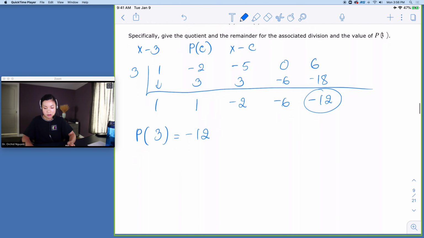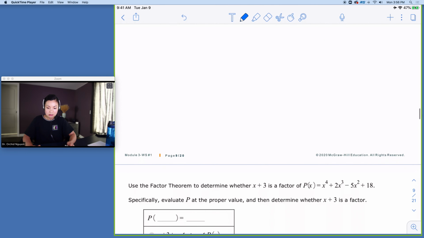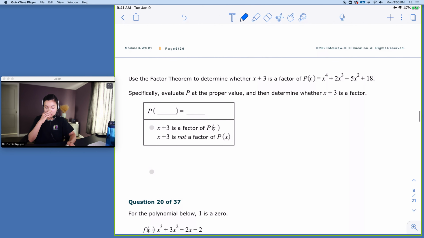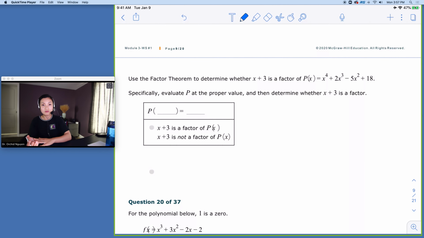Now, the remainder theorem is related to the factor theorem. The factor theorem says that if you do the division and you get 0 for the remainder, that means we have a factor, right? So very simple. 3 is a factor of 12 because if I take 12 divided by 3, I get 4, no remainder. So that's the idea behind the factor theorem.